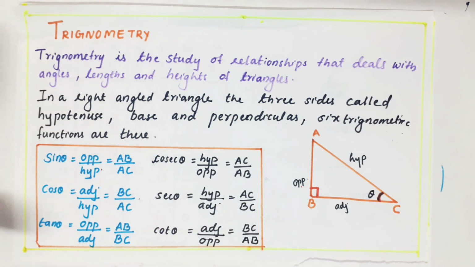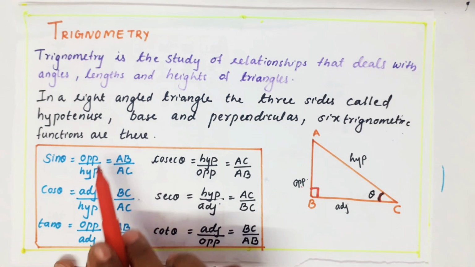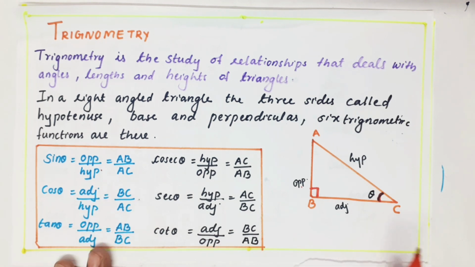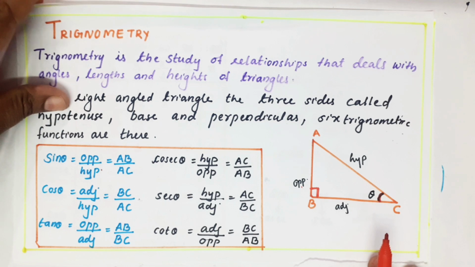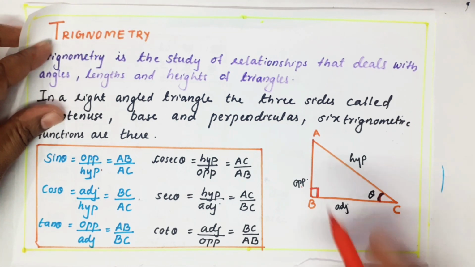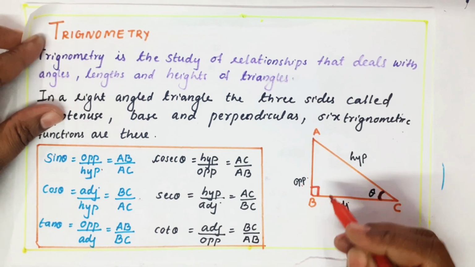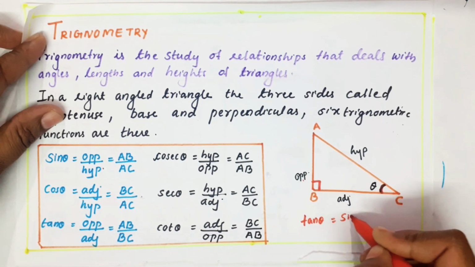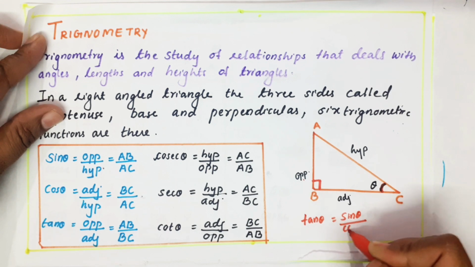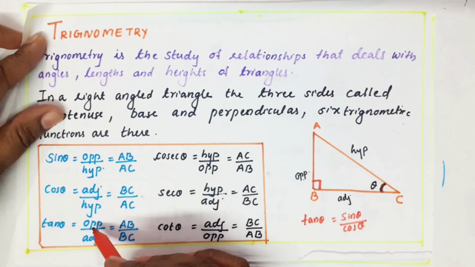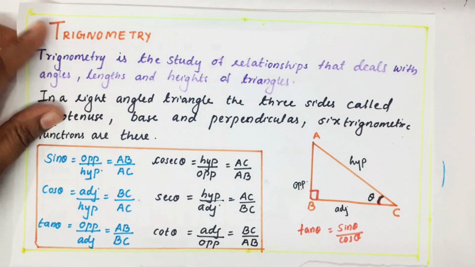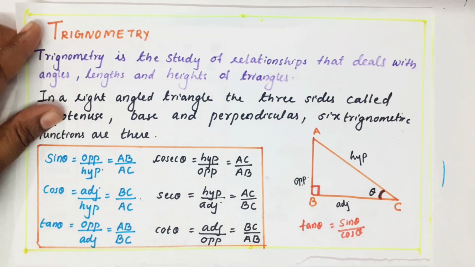So remember sin theta, cos theta, tan theta. Sin theta is related to opposite by hypotenuse. Cos theta is adjacent by hypotenuse. Tan theta is opposite side by adjacent side. Now you get a very important relation from this. Tan theta is nothing but sin theta by cos theta. Check if it's correct or not. When we divide these two equations, hypotenuse cancels. So tan theta is equal to sin theta by cos theta.